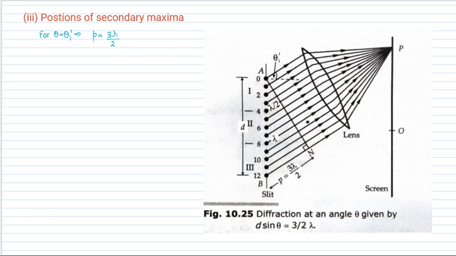So now look here. Why have we divided into 3 equal halves? So that the path difference at this point becomes 3 lambda by 2, the path difference at this point becomes lambda, and the path difference at this point becomes lambda by 2.